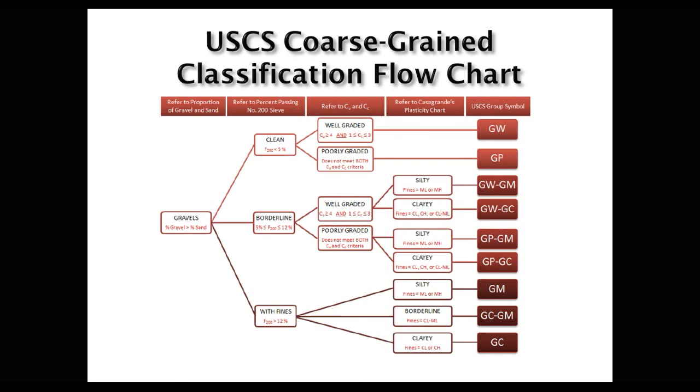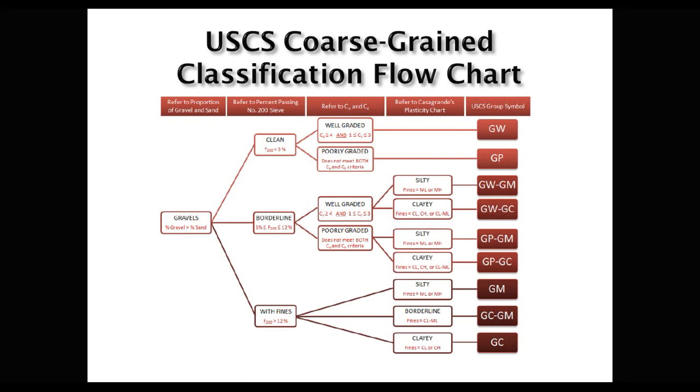As you can see here, when the percentage gravel is greater than percentage sand, it means that the amount of soil retained on the number 4 sieve is greater than the amount of soil passing the number 4 sieve. We have to use this flow chart. And depending upon the amount of soil that is passing the number 200 sieve, we could classify the soil further.